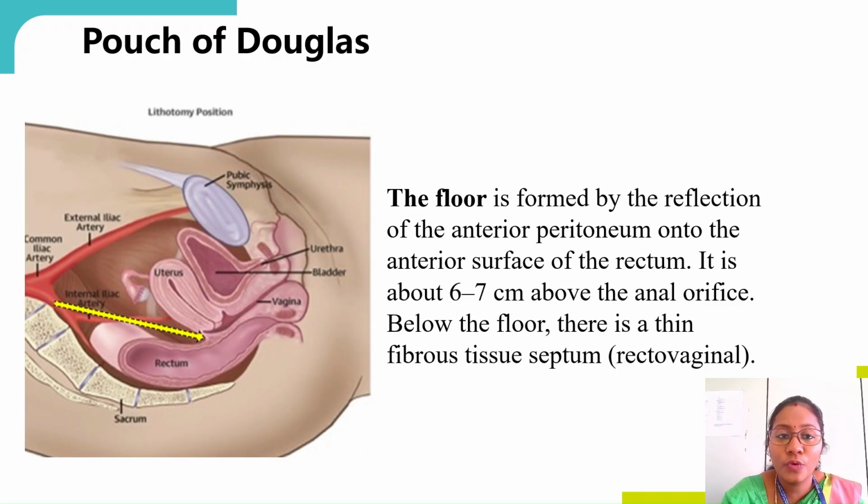That is the floor of the pouch of Douglas, and it is about 6 to 7 centimeters above the anal orifice. Here is the anal orifice. Below the floor there is a thin fibrous tissue septum, which is known as the rectovaginal septum.